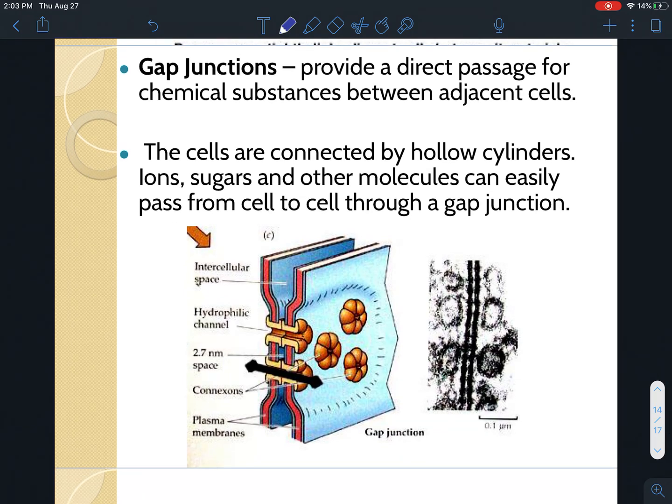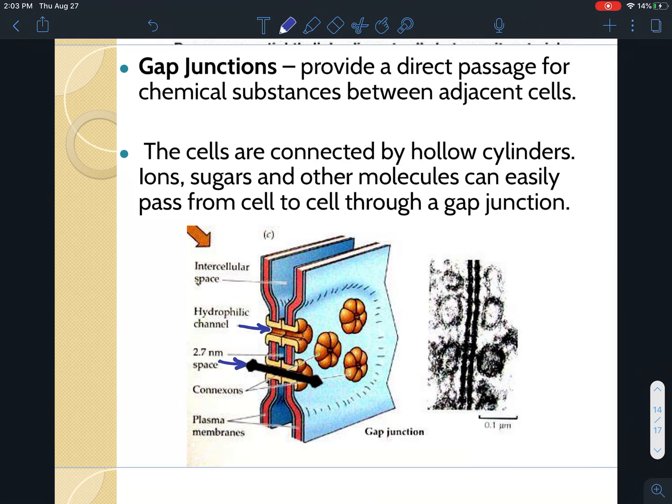Our third type of junction are called gap junctions. So gap junctions are pretty cool. They're like little channels in between cells. And so like you can see with the little black arrow here, things can go straight through those from cell to cell very easily. An example of this is in your heart cells. So your heart cells need to be able to contract together, right? It has to be synchronized. Otherwise, that's going to be a problem. You don't want part of your heart contracting at one point and part of it at a different point.